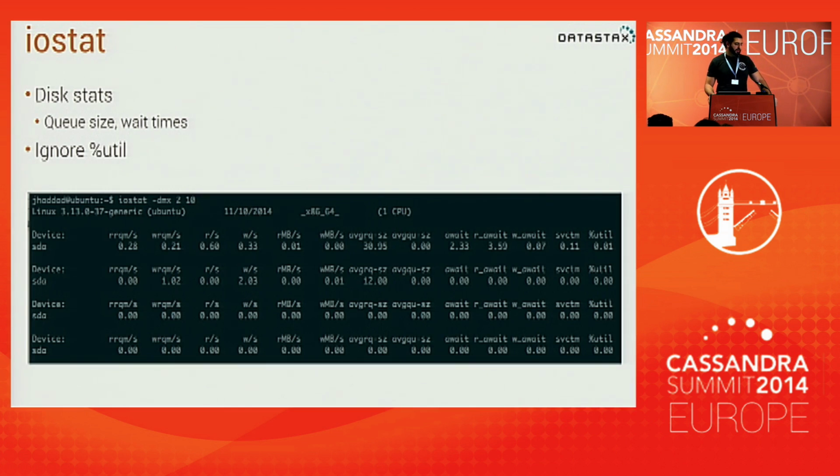It says average request queue size in there. If that number is really high, it means there's a ton of requests queued up on your disk. That's bad. You don't want that. With await, you're looking at how long a request has to stay in the queue before it gets serviced. If those numbers are high, it's bad. Percent utilization is unreliable. Kind of ignore it. I wouldn't bother with that.